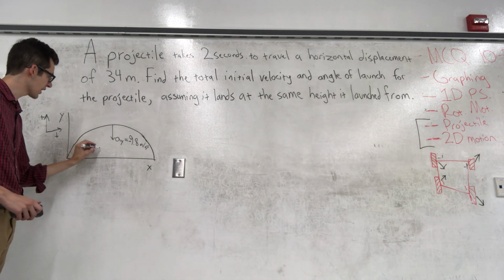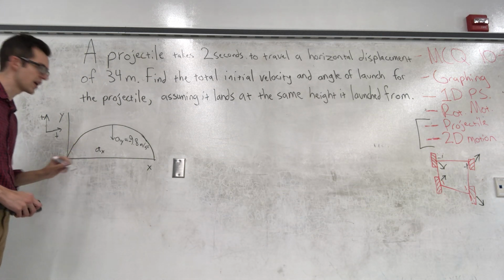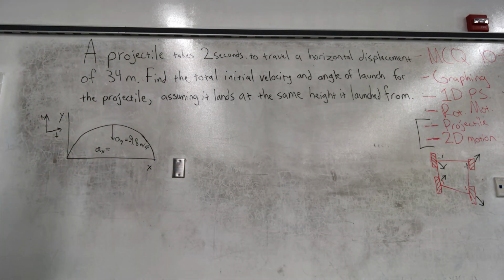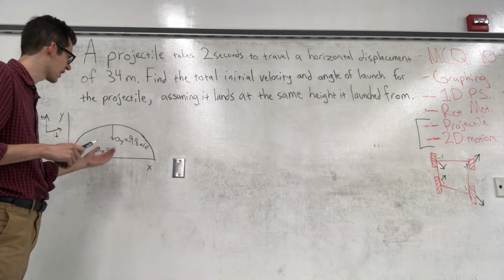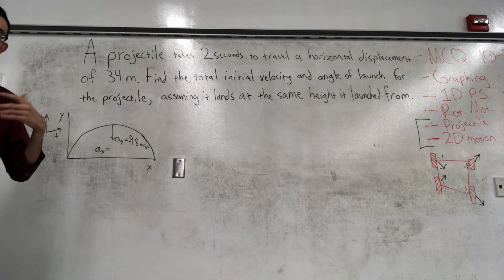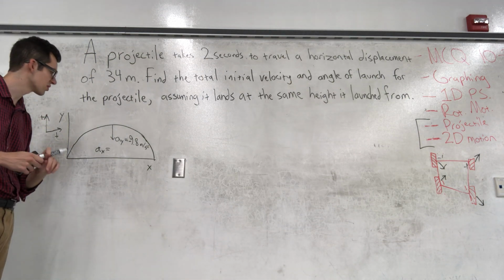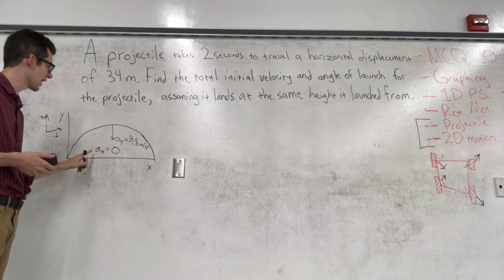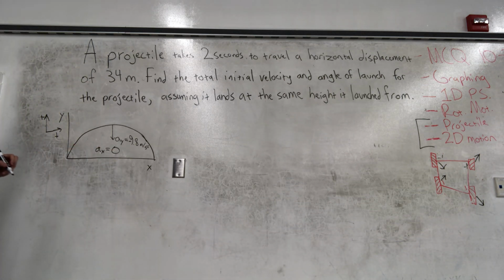Our x acceleration, a subscript x, we can say that in the x direction, the thing that would be causing our projectile to slow down would be air resistance as it's traveling through the air. But we're going to ignore air resistance in this case because it is very difficult to solve for. And we are going to say that a subscript x equals 0.